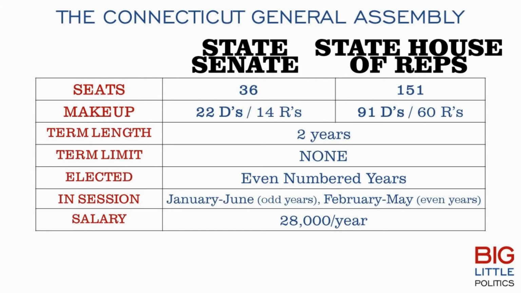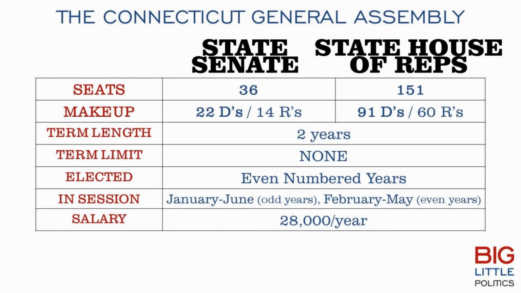And in terms of the session, we are considered to be a hybrid legislature, so we aren't fully part-time, we aren't fully full-time. On the odd years, the session is from January to June, so about half the year, and that is a longer session. They do a few more things there, but on the even-numbered years, it only goes from February to May. Again, not too much shorter, but slightly shorter, and again, it's just that first half of the year.